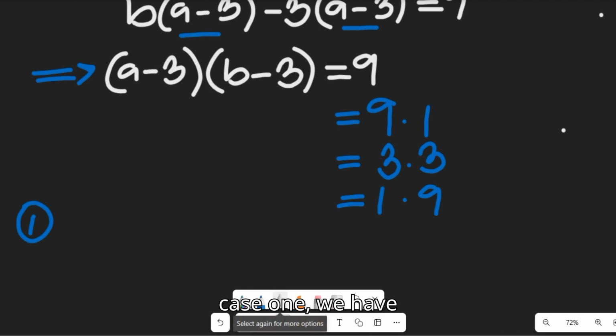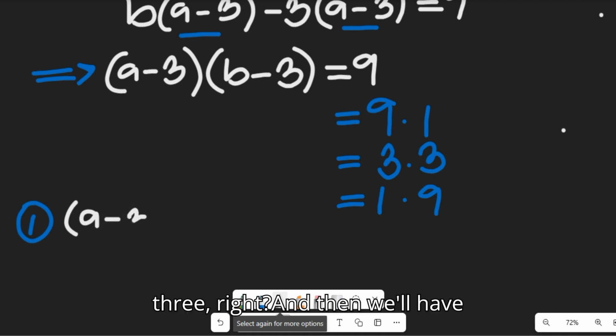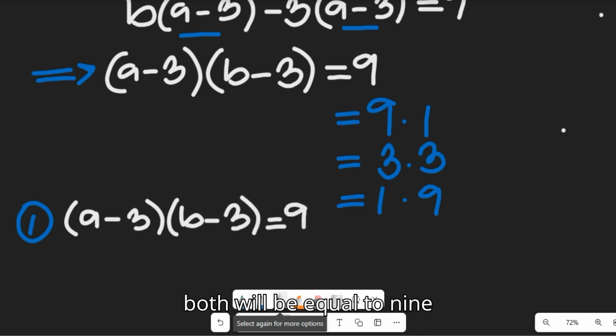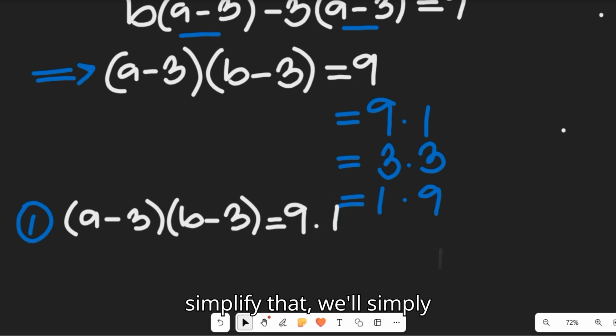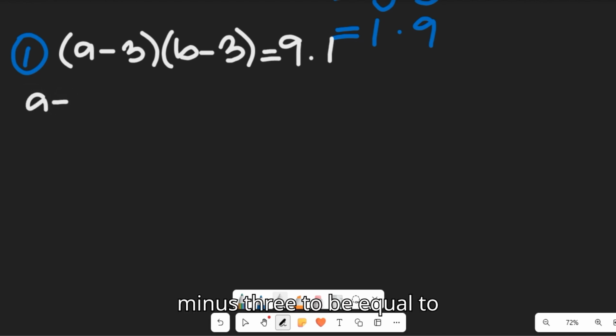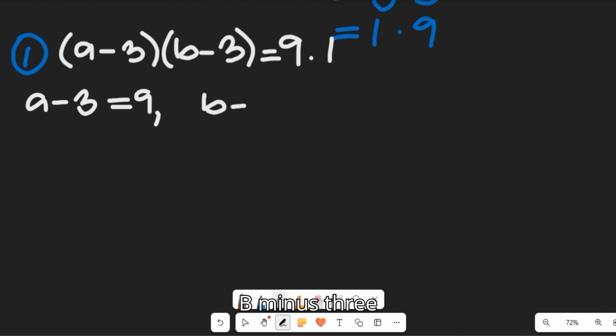In case 1, we have a minus 3, and then we'll have b minus 3, and both will be equal to 9 multiplied by 1. So if we simplify that, we'll simply assign a minus 3 to be equal to 9. Then we'll have b minus 3 to be equal to 1.